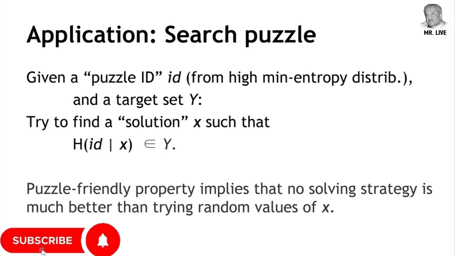And the puzzle-friendly property here implies that there's no solving strategy for this puzzle which is much better than just trying random values of X. And so if we want to pose a puzzle that's difficult to solve, we can do it this way, as long as we can generate puzzle IDs in a suitably random way.